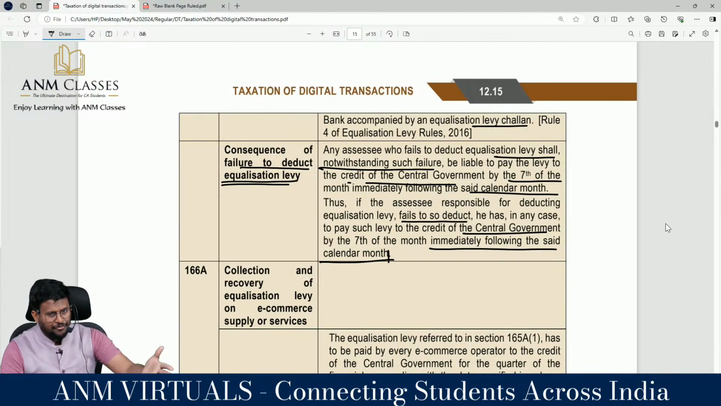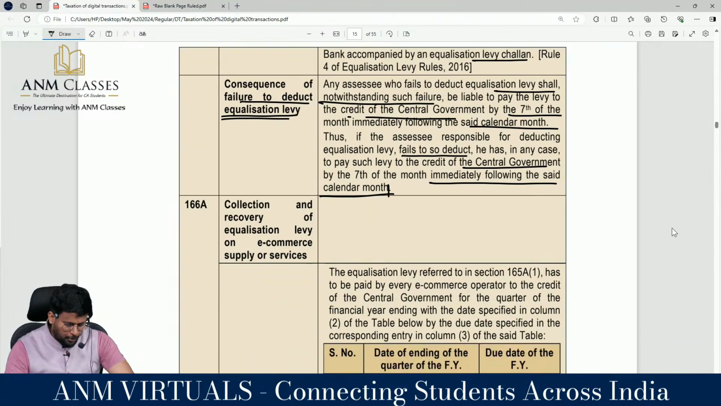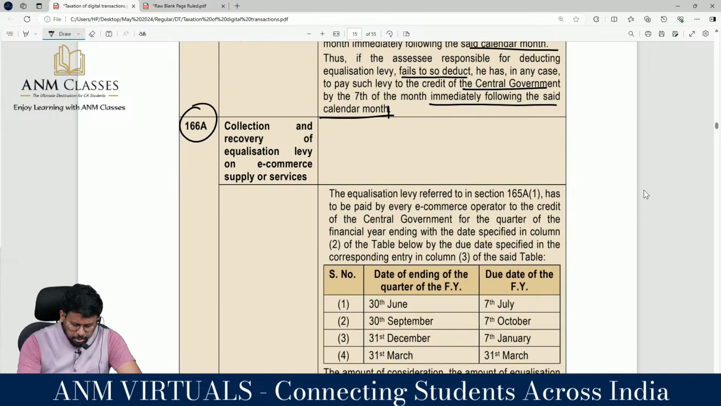It will be treated as if equalization levy has been deducted. You have to pay from your pocket. I am coming to the 166A.